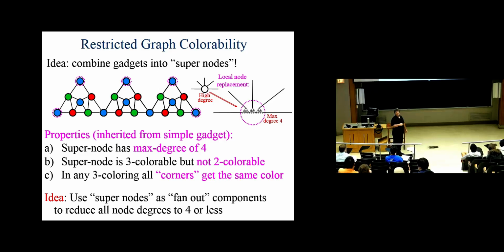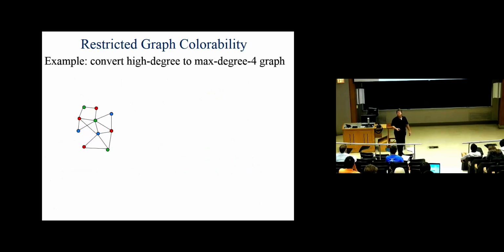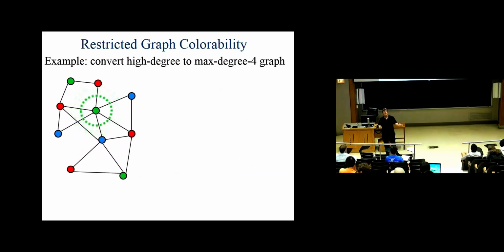So we keep doing this. We keep replacing any high degree node with these gadgets. And once you do that, you get a new graph whose max degree is no more than 4, but has the property that it's three-colorable if and only if the original graph was three-colorable.